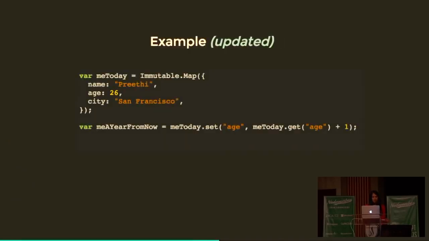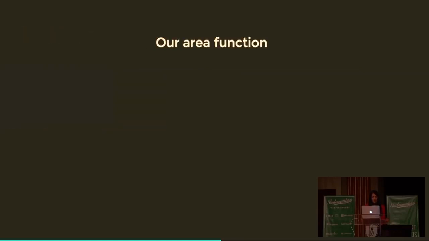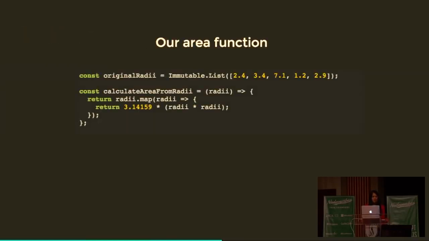But if we were to use an immutable object, I'm using Immutable JS. We create an immutable record, and then when we want to update it, it creates a new object. So we're setting the age to what my age is today, plus one. And we check that it's equal. It's not, because it's a new object. That's immutable. So going back to our area function, let's use immutable data instead of mutable data.